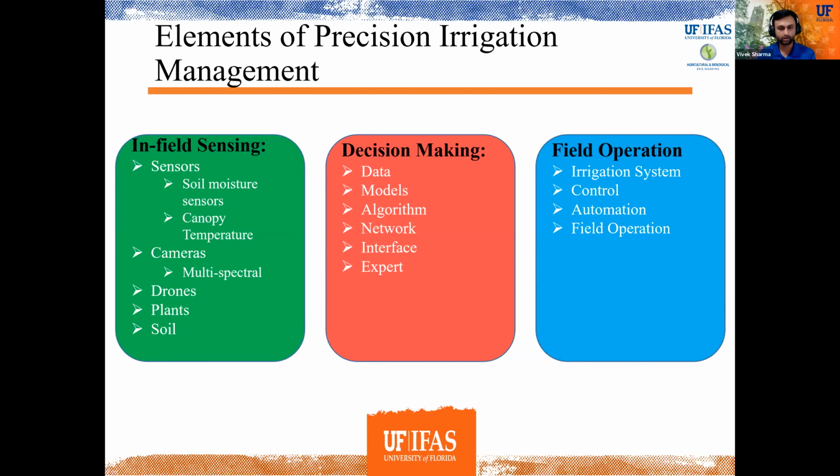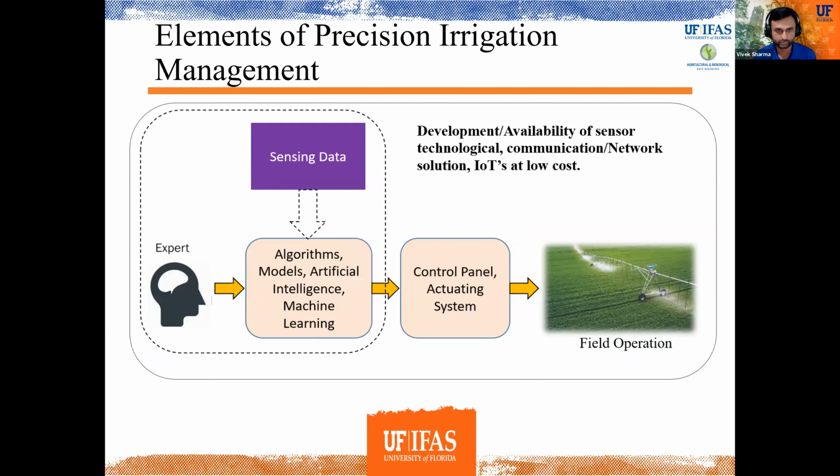When we integrate all those components together to make a decision support system, that is the aim of precision irrigation management, in which we have a sensing mechanism from the field. We deliver that sensing data into models or artificial intelligence tools. And then we can transfer those decisions into the irrigation system to apply water. Over the last year or so, we have heard a lot of talks on IoT, artificial intelligence, and machine learning. We can introduce those things into the decision-making process so that we can also reduce the amount of data that we collect from the field.